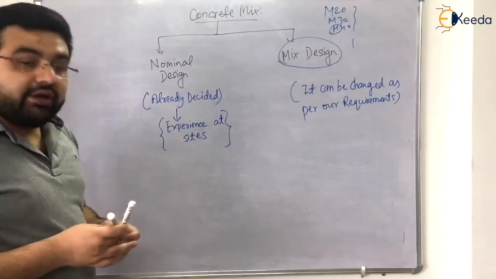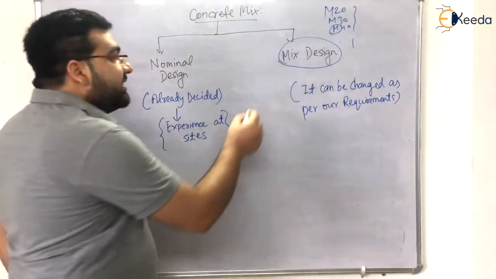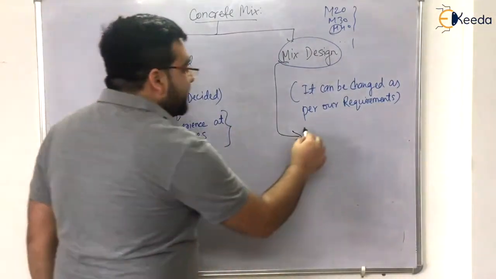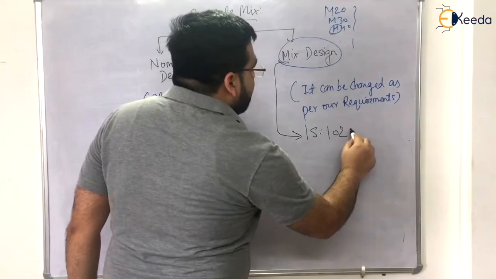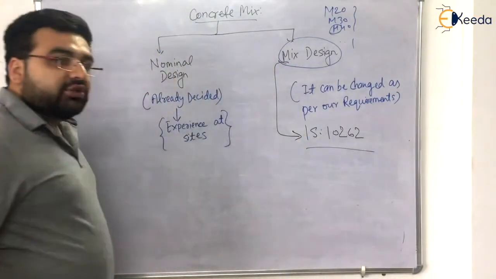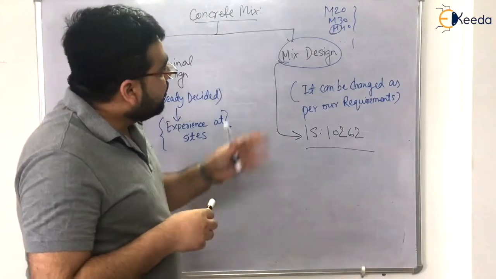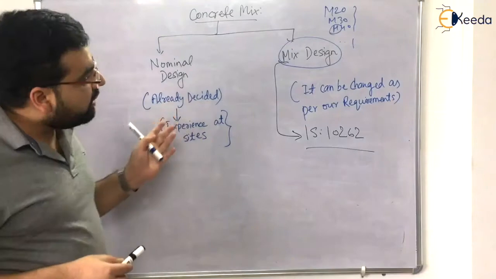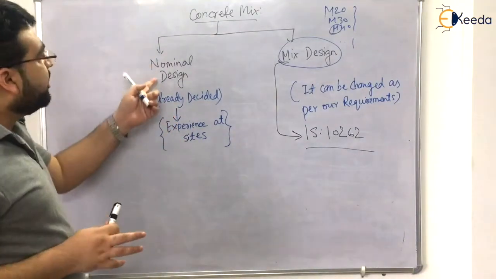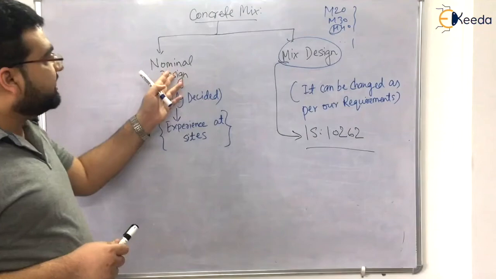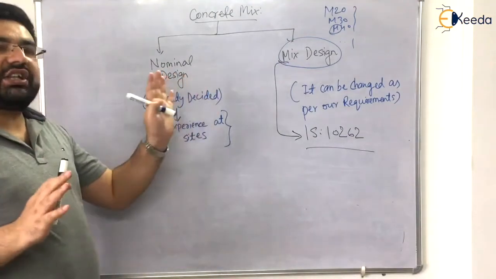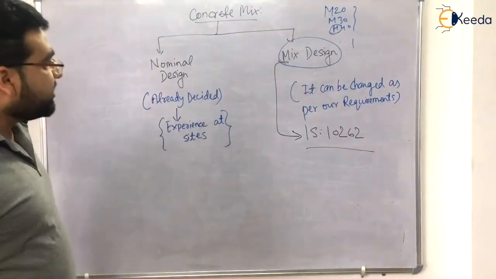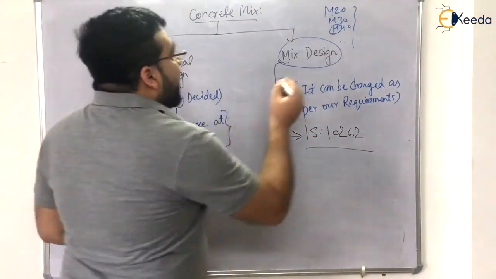And the IS code specified for the mixed design, this is important, was asked a few years back in some examination as a theoretical question. It is IS 10262:2009, right? So this is also important. Now you have understood the difference between nominal design and mixed design. A lot of students are mostly confused between them. Nominal design is predefined by the project engineer based on his experience, but mixed design, you can change it.